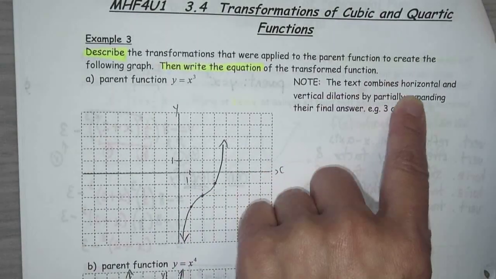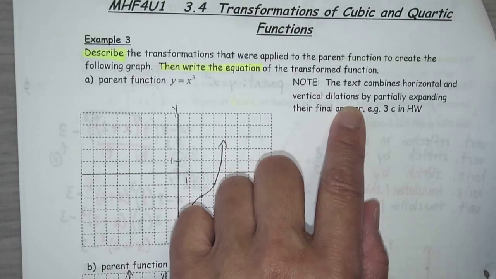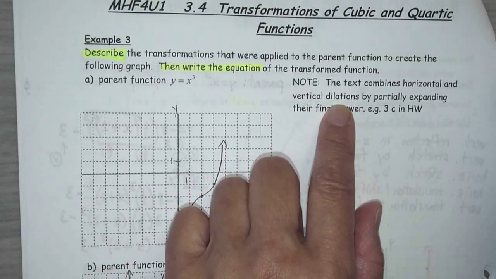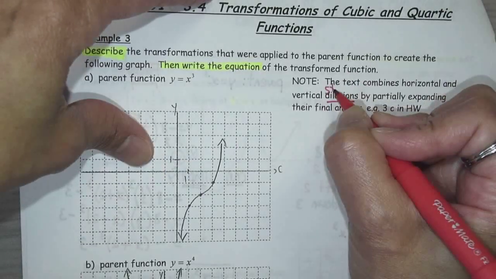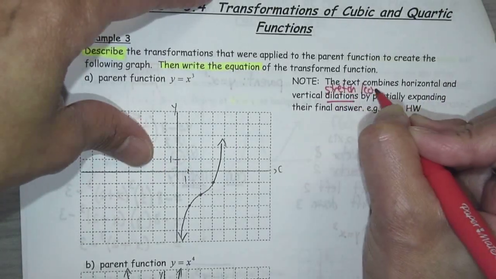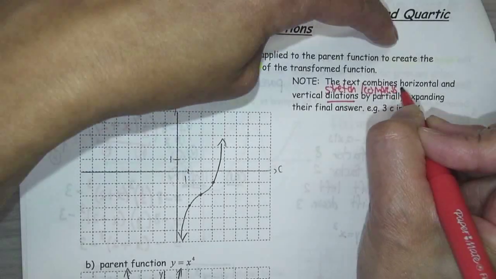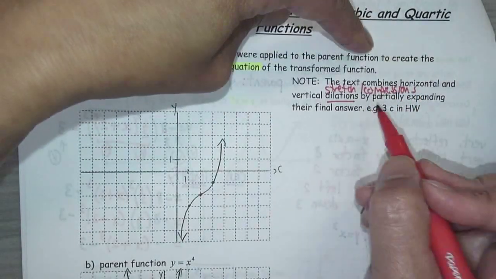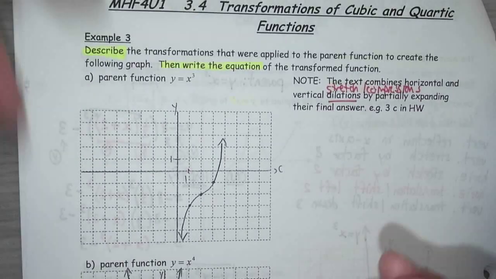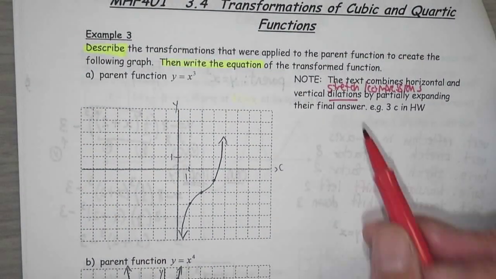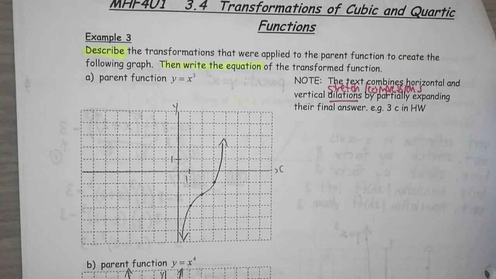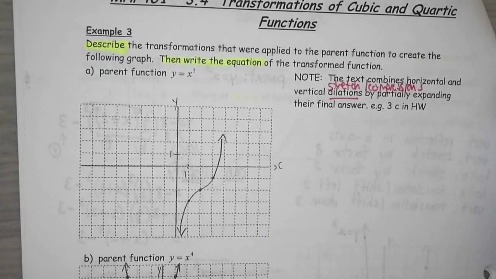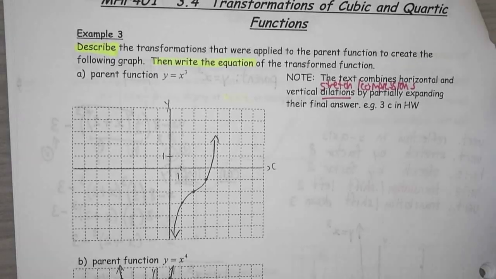Note, the text will combine the horizontal and vertical dilatations. Those are the stretches and compressions. Dilatation is an old-fashioned way of saying stretch and compression. They will combine them algebraically and expand and collect. I'll show you what that means on one of our questions on B, right? It's just that the book always simplifies it algebraically. Okay, so first one here.